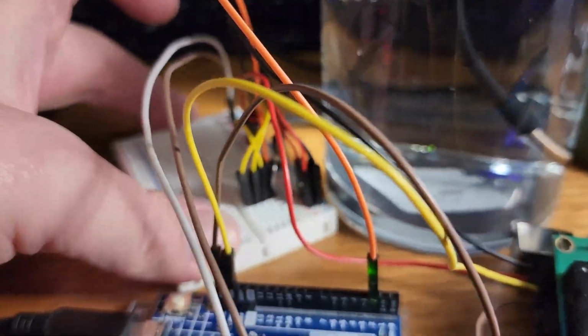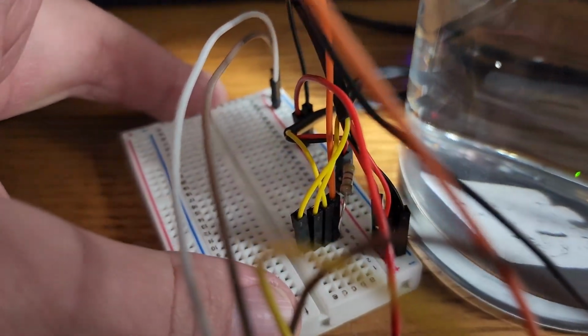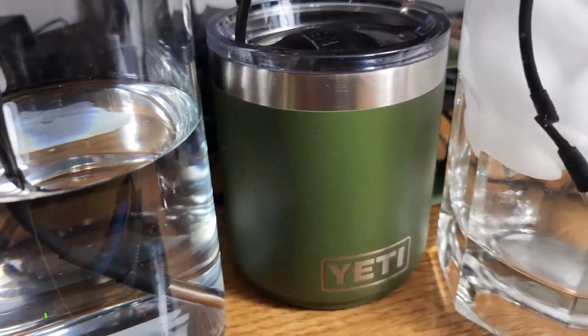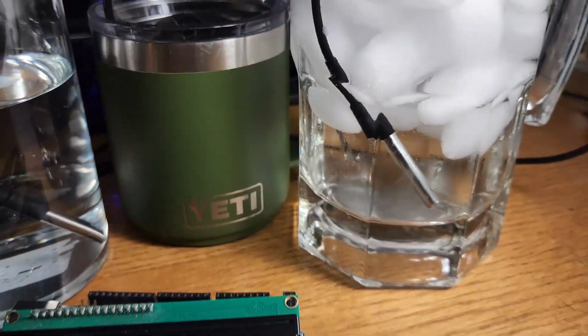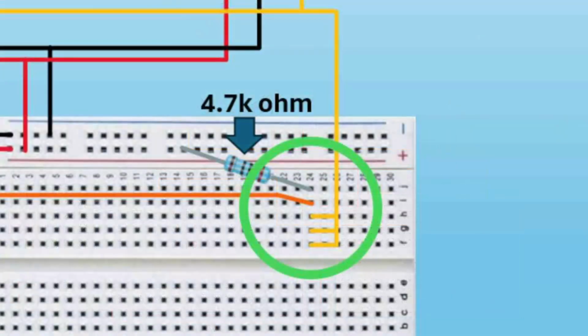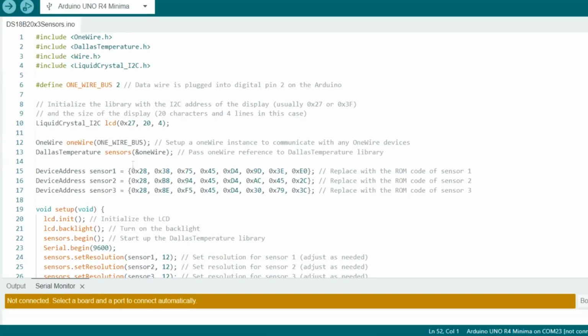We want to connect each of the power pins to the 5-volt rail on the breadboard. The ground pins go to the ground rail on the breadboard, and the data pins of each sensor are connected to digital pin 2 of your Arduino. Remember that the 4.7 k-ohm pull-up resistors are needed between the power and the data pins for each of the sensors to ensure proper communication on the one-wire bus.